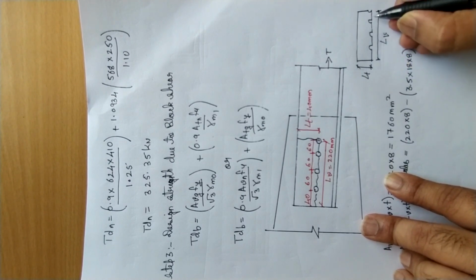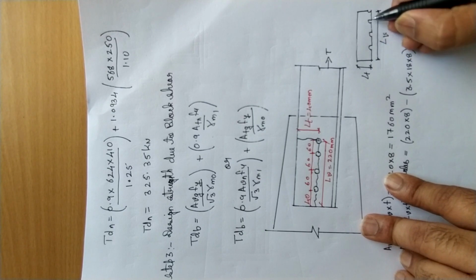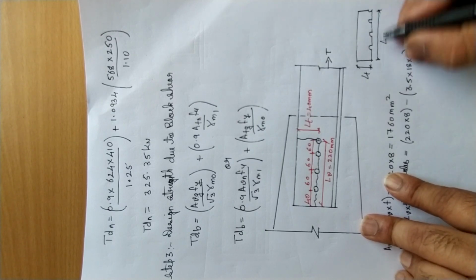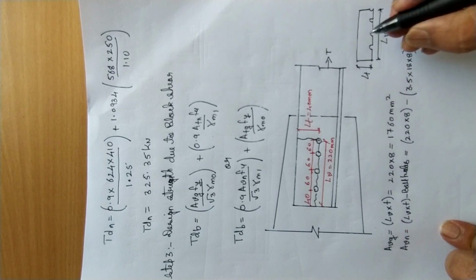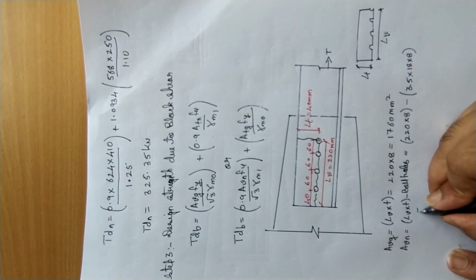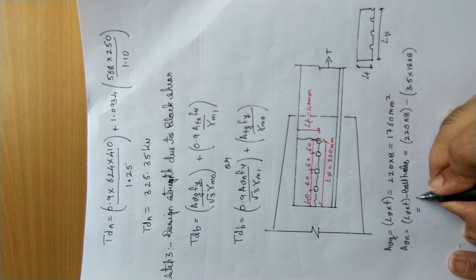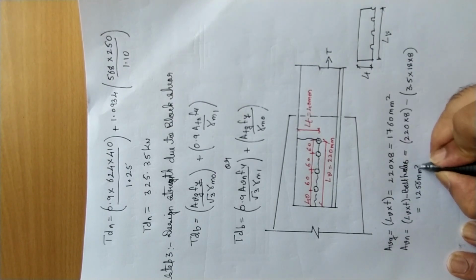So 1, 2, 3 and this will go into quarter, so it is half. So 1, 2, 3 and half in the parallel direction. So this AV refers to the parallel and the net area. So we have to deduct the bolt. So it is 3.5. So let us compute this. So this works out to be 1256 mm square.